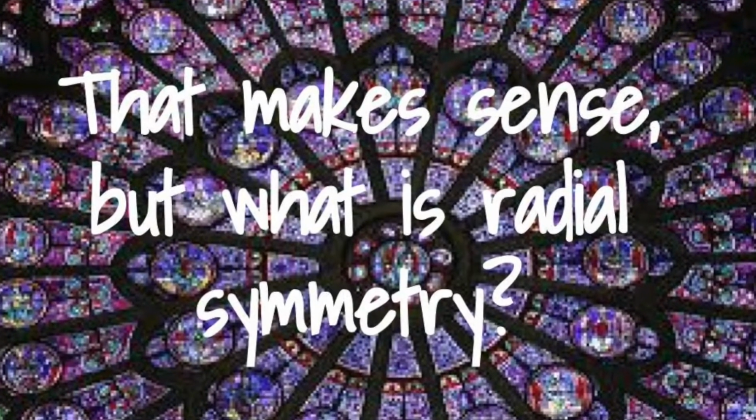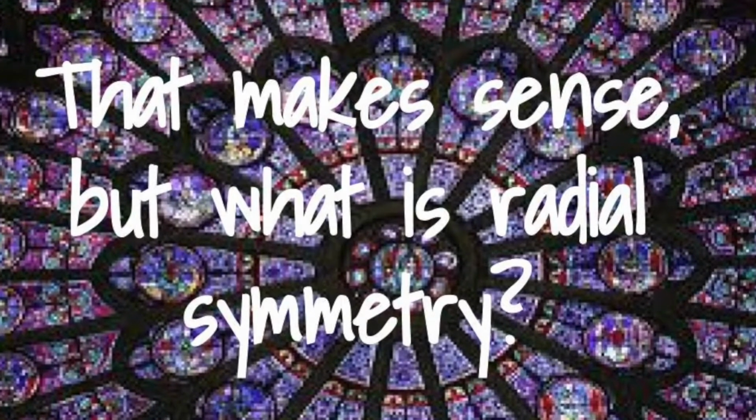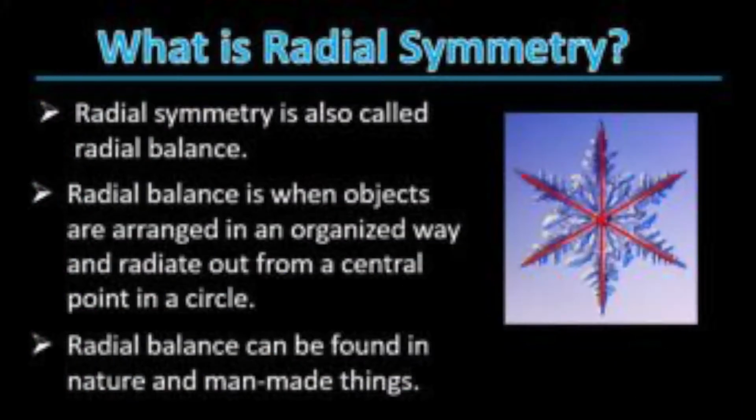Okay, that makes sense, but what is radial symmetry? Radial symmetry is also called radial balance. And radial balance is when objects are organized in a way that radiate or come out from a central point in a circle. Radial balance or radial symmetry can be found in nature and in man-made things.